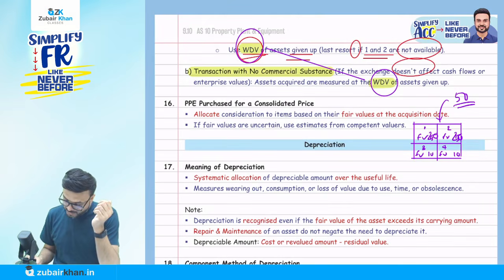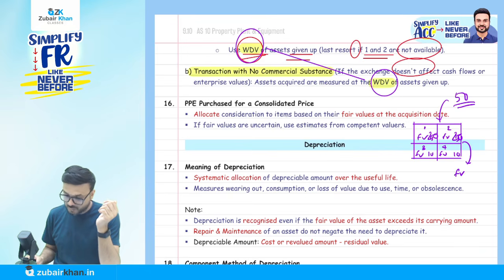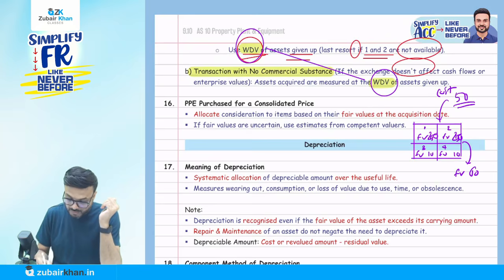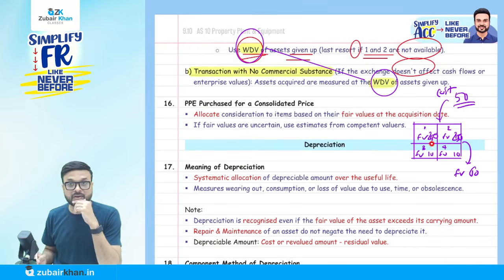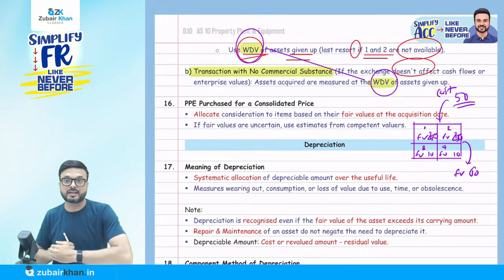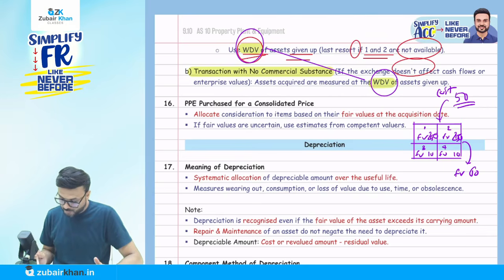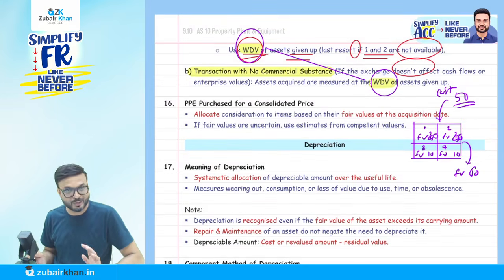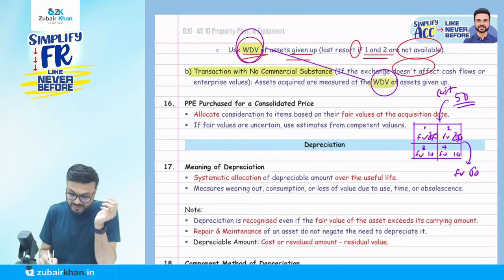So what is the fair value of the total asset? Fair value is total 60. How much is the cost? I paid 50. So how to recognize this 50? You can see the fair value individually is 20, 20, 10, 10. So I will recognize it in the proportion of 2 is to 2 is to 1 is to 1. You got the point? This is how they say allocate.